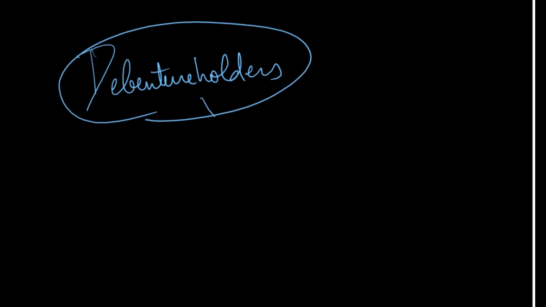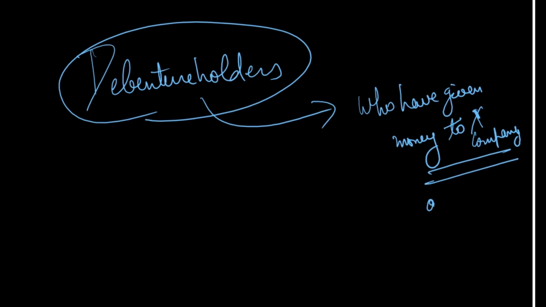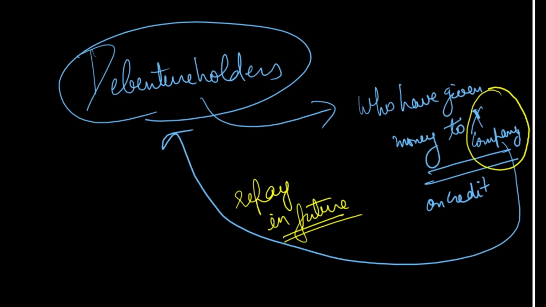Debenture holders are the ones who have given money to company X on credit. So company X has to repay in future. कंपनी एक्स को डिबेंचर होल्डर्स को पैसा देना है. It means debenture holders and bondholders are the creditors of the company.